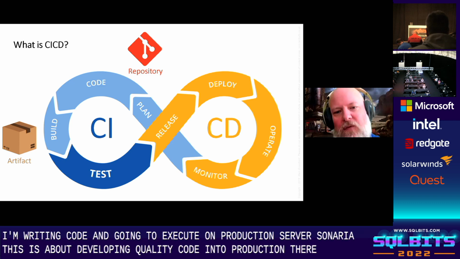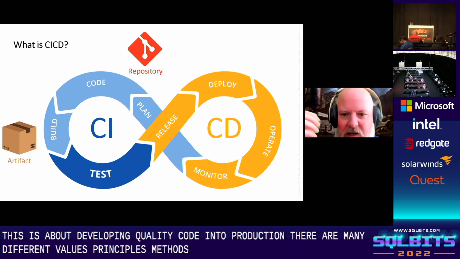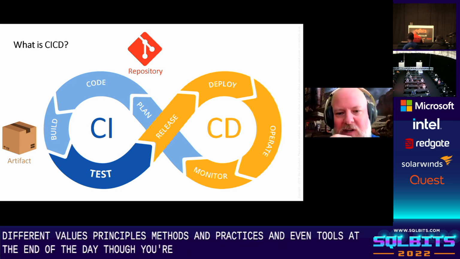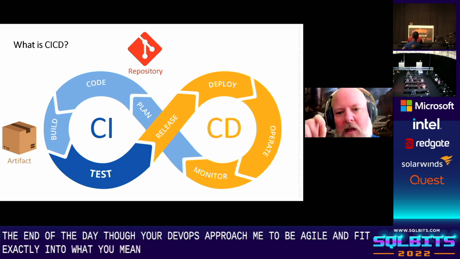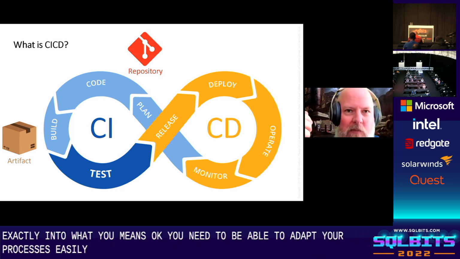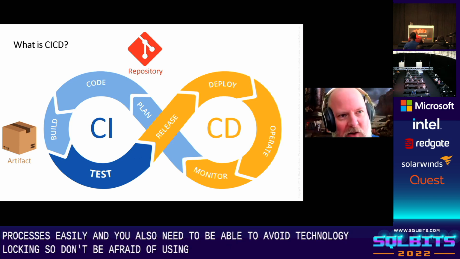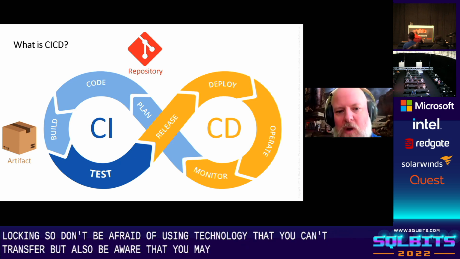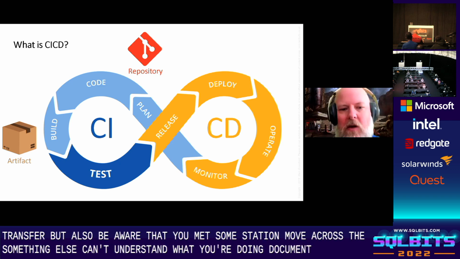There are many different DevOps values, principles, methods, practices, and even tools. At the end of the day, though, your DevOps approach needs to be agile and fit exactly into what you need. You need to be able to adapt your processes easily, and you also need to be able to avoid technology lock-in. So don't be afraid of using technology that you can't necessarily transfer out, but also be aware that you may at some stage move across to something else. So understand what you're doing, and document as you go along as well.